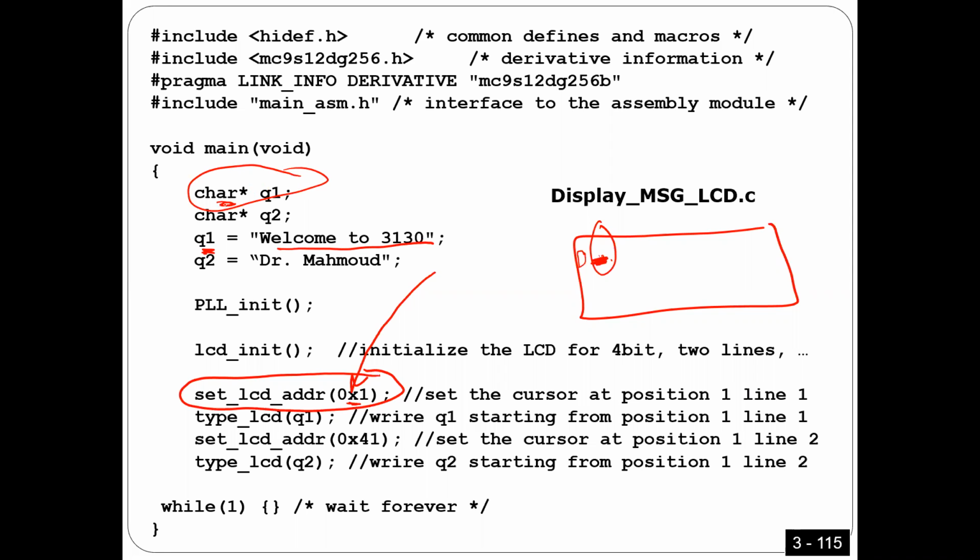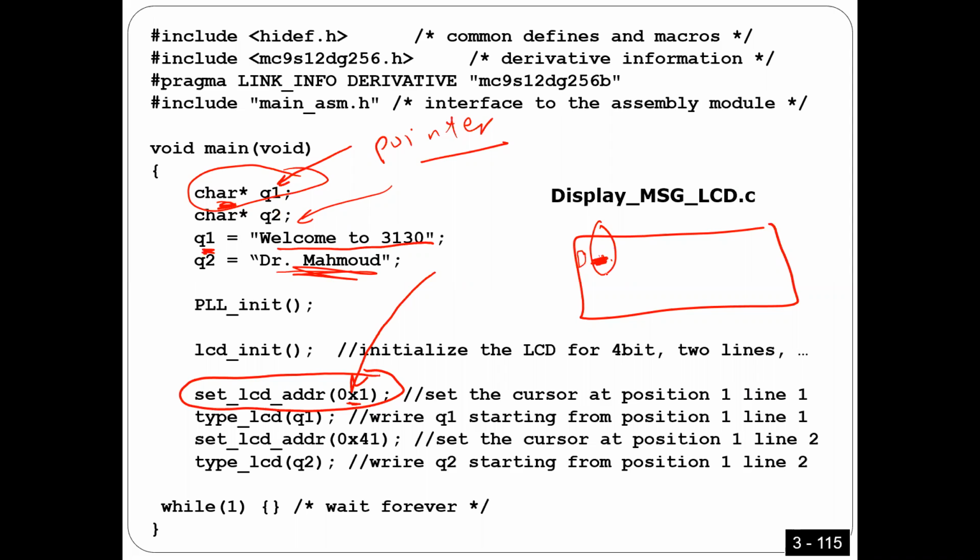And you remember this one? You remember when we put an asterisk here? Maybe you don't remember, but this means it's a pointer. So Q1 is a pointer. Anyway, here I'm defining a pointer Q1 for an array of characters. And the same thing for Q2. So Q1 is the first message, Q2 is the second message, which I want to display in the second line.